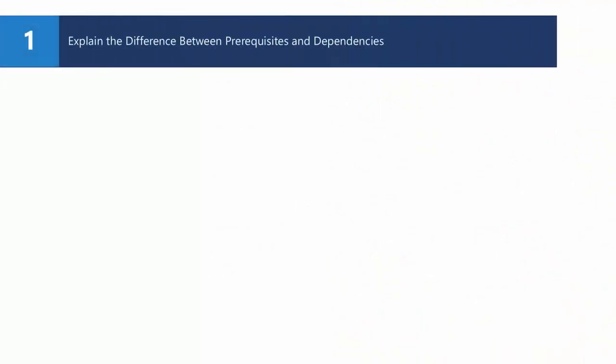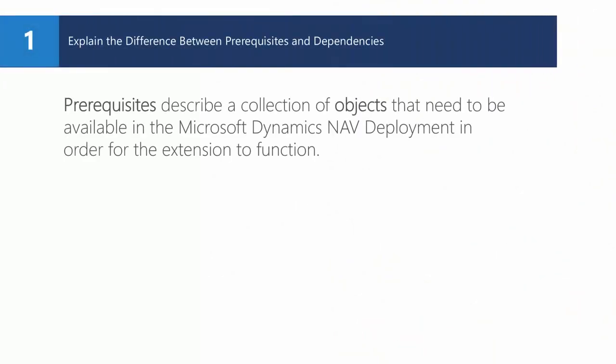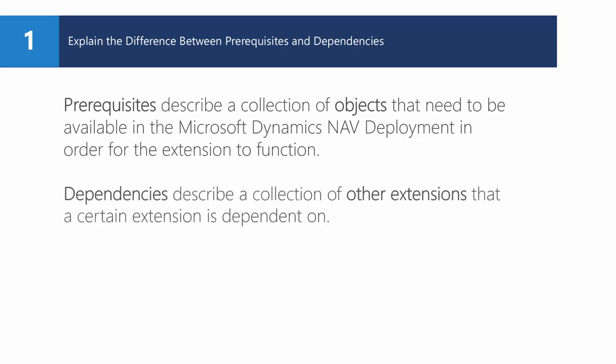What is the difference between these two? Well, basically, prerequisites define the objects that must be in the database before an extension can be installed. And dependencies define the extensions that must be installed before a particular other dependent extension can be installed. Both are defined in the manifest. So, let's focus on the prerequisites and change the extension that we have created in the video How Do I build a basic Microsoft Dynamics NAV extension by adding a prerequisite to the item table. As I said, we do this in the manifest.